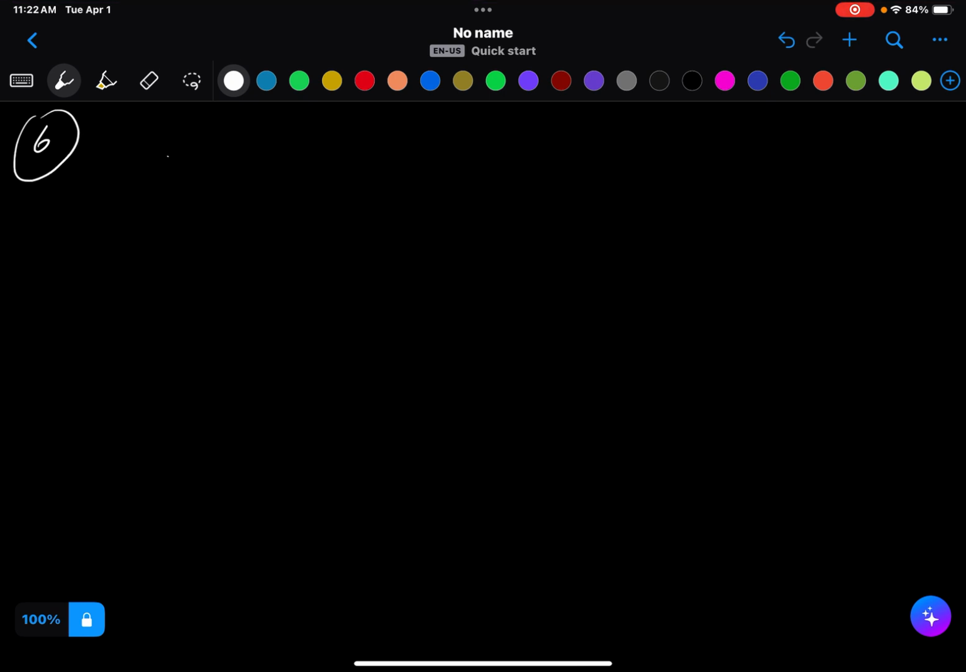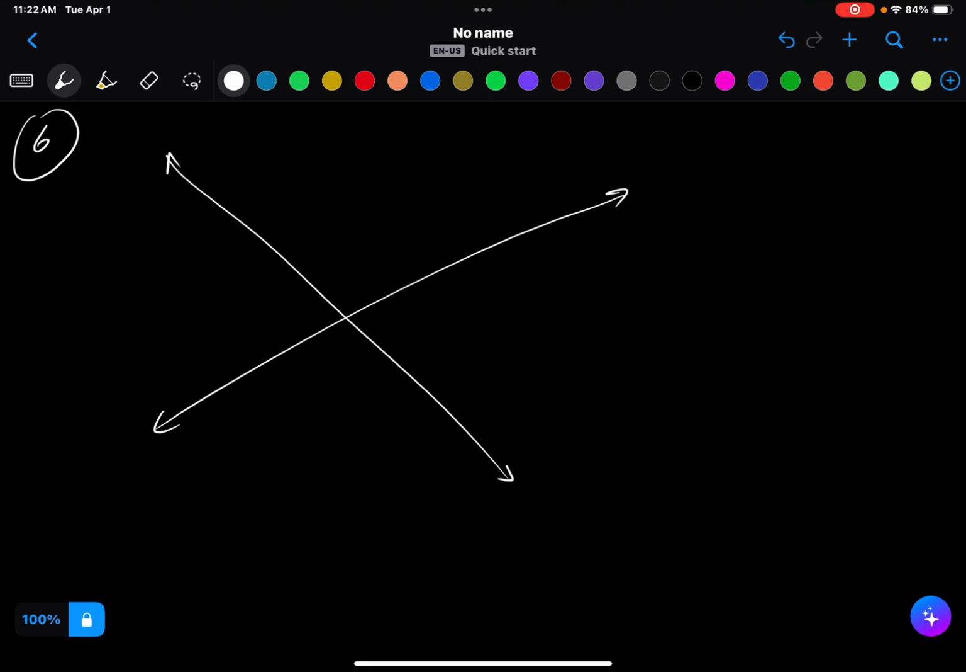Let's see here. You have two lines that are being crossed like this, which forms 4 angles: 1, 2, 3, 4. And it says, according to the vertical angle theorem, if angle 1 is 60 degrees, what are the other angles? Well, according to the vertical angle theorem, the angle that's opposite is the same. So this is also going to be 60 degrees. So angle 4 is 60.